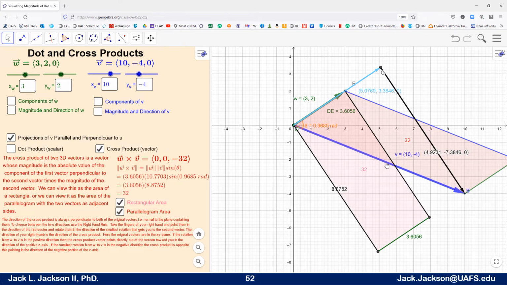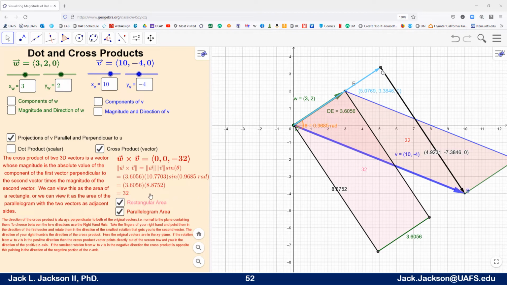What can we do? If we think of the green vector as being the base, then the height is the perpendicular distance from that side to the parallel side here, which is the black vector. So you remember that this parallelogram and this rectangle have the same area, as you can see, it's figured out here in the program.